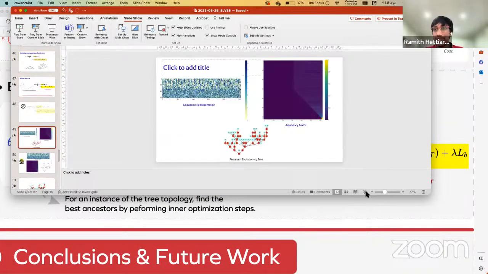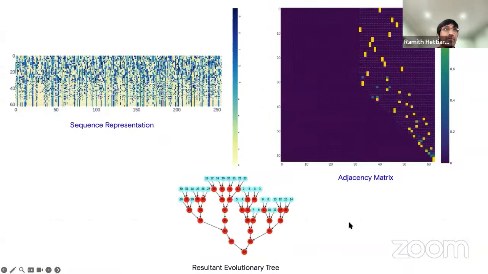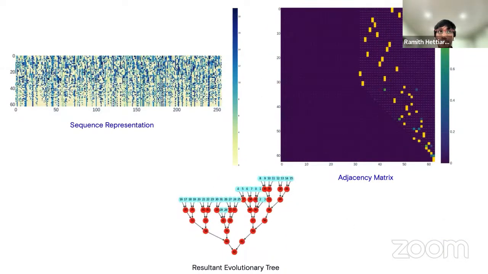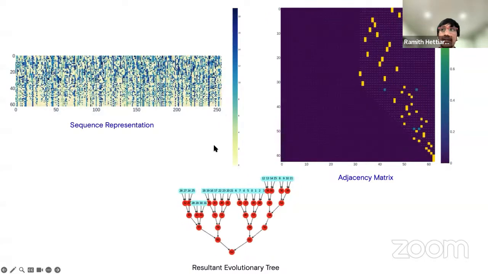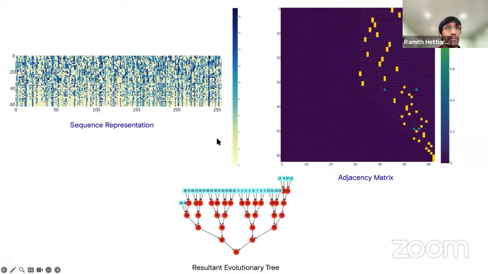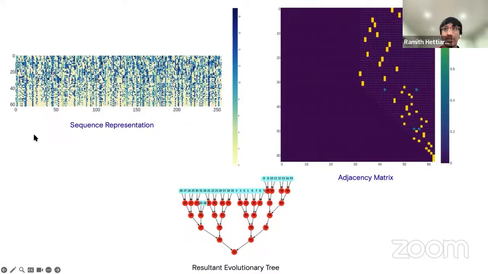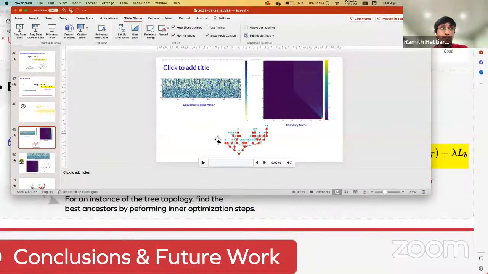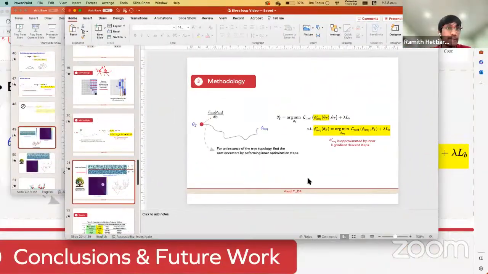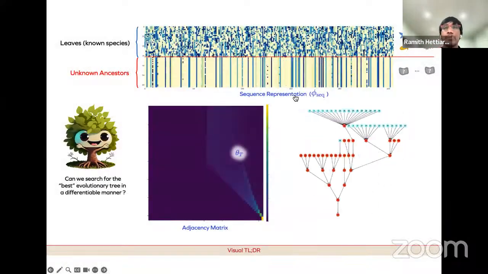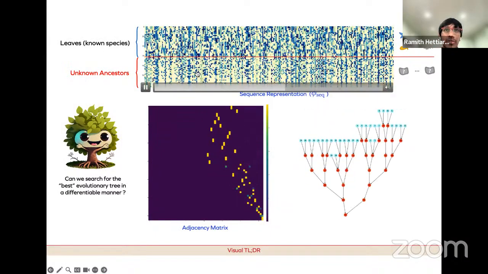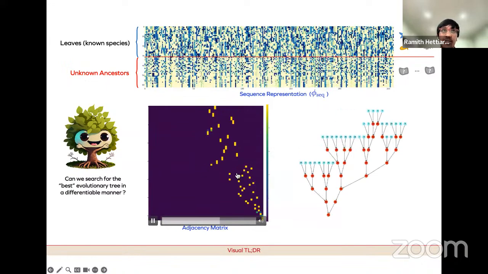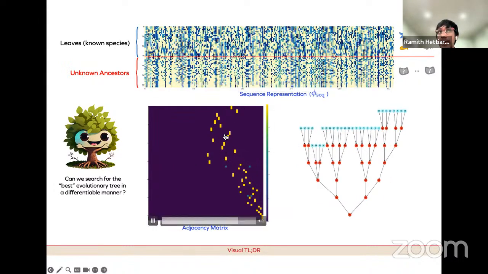All right. So in summary, this is how it looks when we run this algorithm for 32 sequences, which have 256 length sequences and 20 amino acids possible. If I try to recall again, here the leaves are known and the unknown ancestors are there, which we try to find, and the unknown adjacency matrix is there. We just try to optimize these 2 parameters through gradient descent.